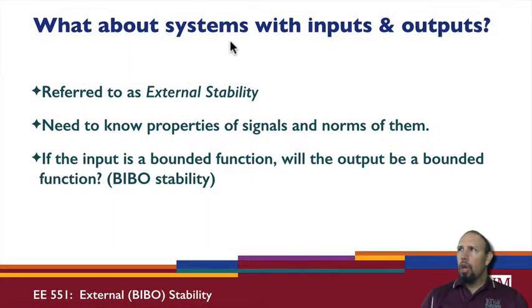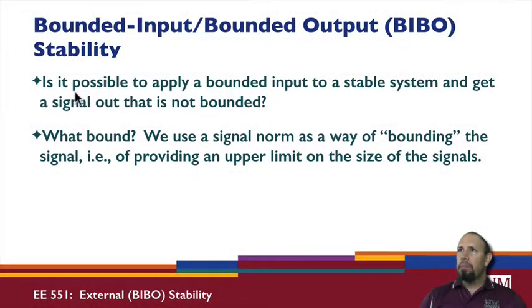So when we're concerned about stability of systems with inputs and outputs, this is referred to as external stability. And so in order to understand what's going on with this, we need to know properties of signals and norms of them. So if the input is a bounded function, will the output be bounded? That's the concept of BIBO stability. So is it possible then to apply a bounded input to a stable system and get a signal out that is not bounded? And if so, what is the bound we're using? Well, in general, we're going to use a signal norm to bound the signal. It provides an upper bound on the size of the signals.